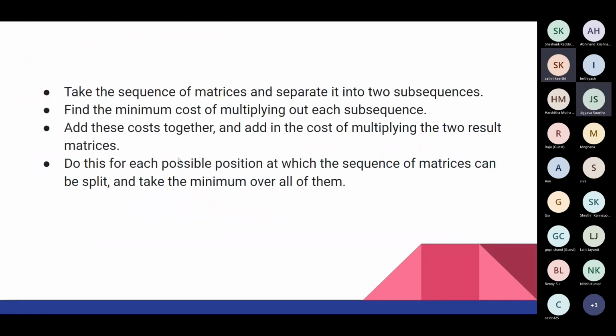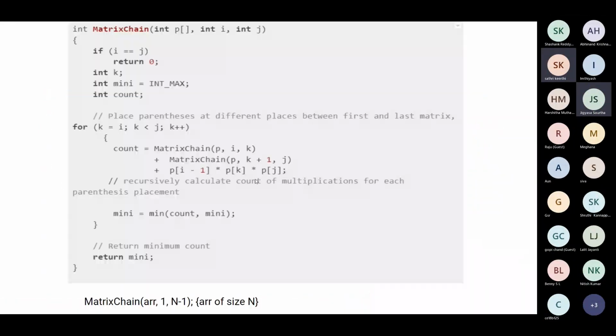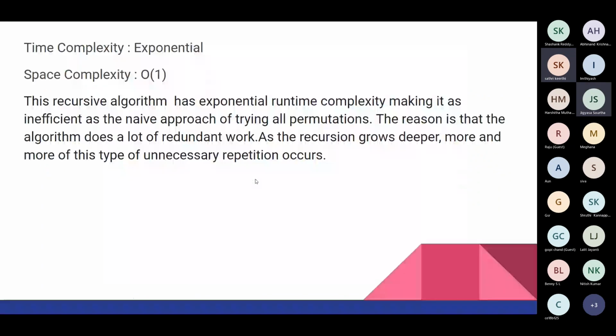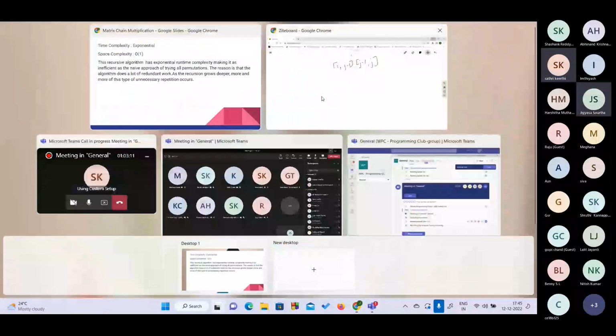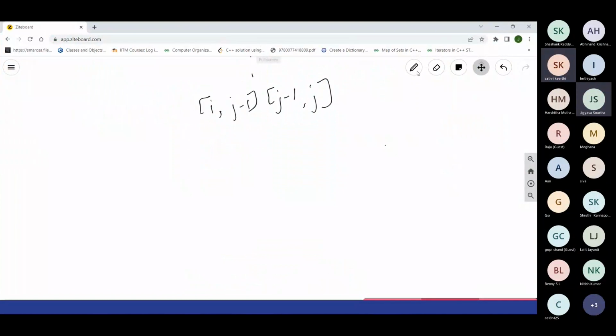So what you will do: you have been given the sequence of matrices, so you'll separate it into two subsequences. You'll find the minimum cost of multiplying out each subsequence. You will add their costs and add in the cost of multiplying the two result matrices, and then you will do this for all the possible positions at which the sequence can be split. So let's see how we will do that.